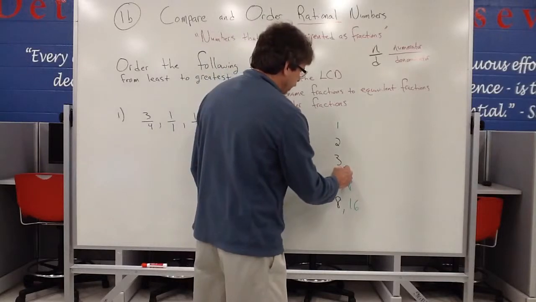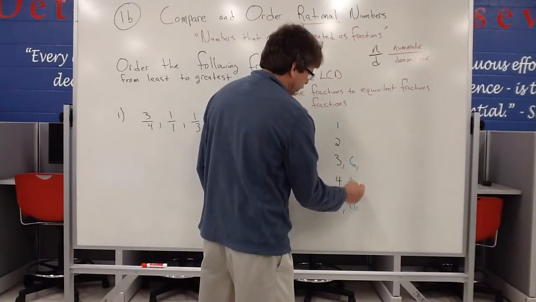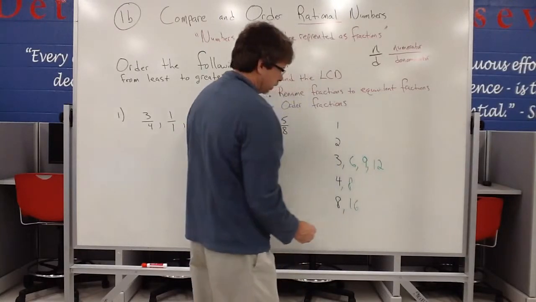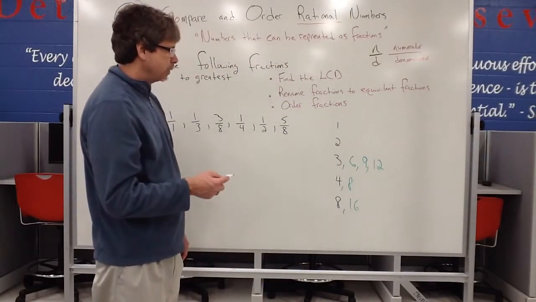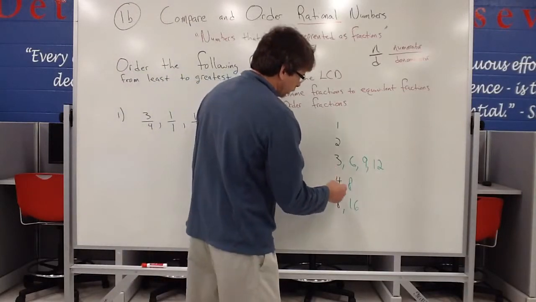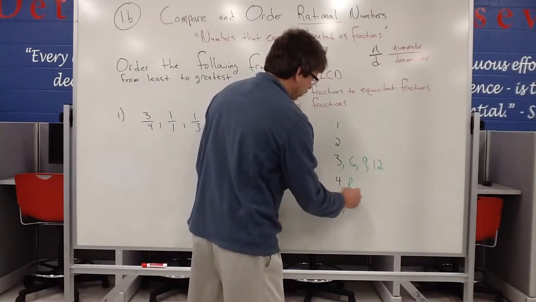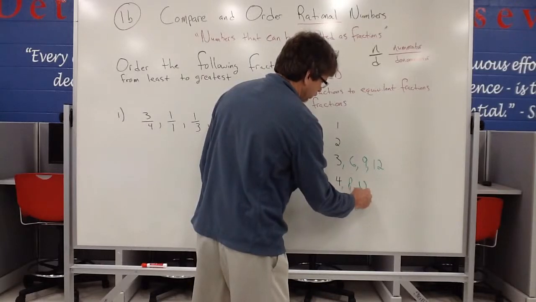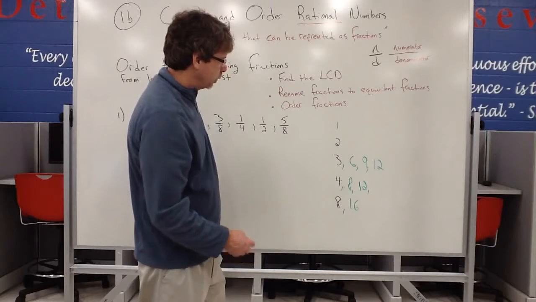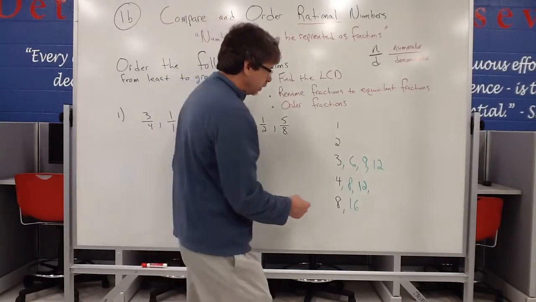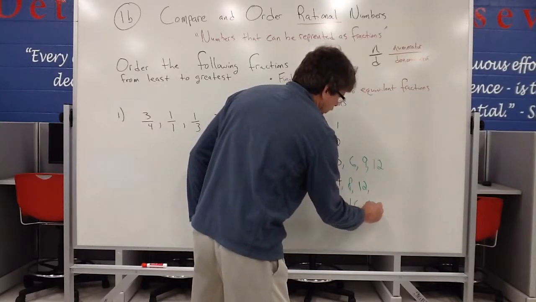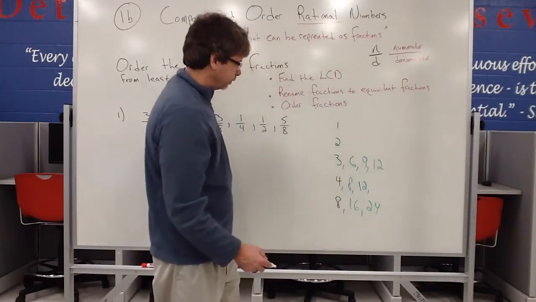Now if I go to the 3, I have 3, 6, 9, 12. So notice again, I don't have a common denominator at this point. So I can kind of keep building. 4, 8, 12. Those match up, but notice that the 16 doesn't. So it looks like the 18 is going to have to keep being built. So the next multiple of 8 would be 24.